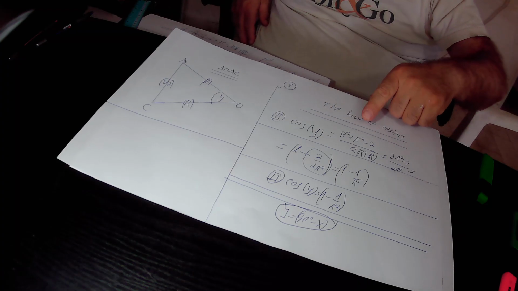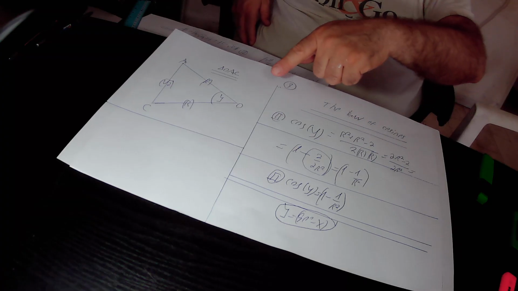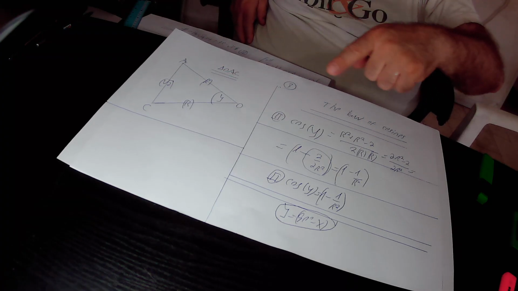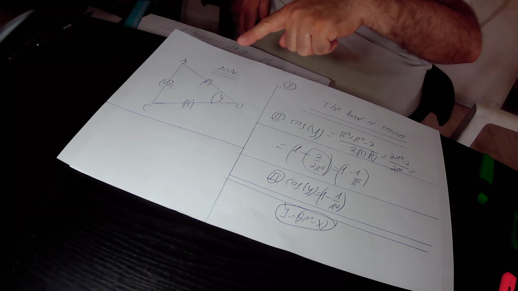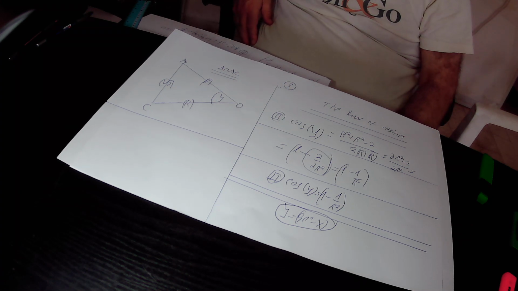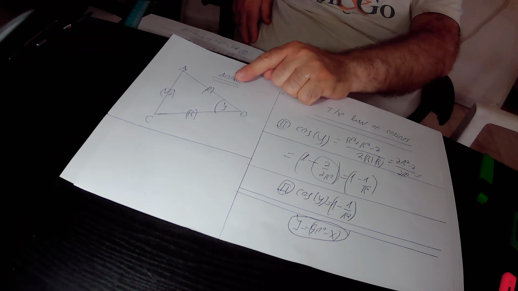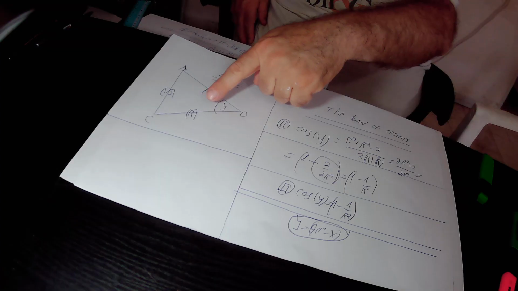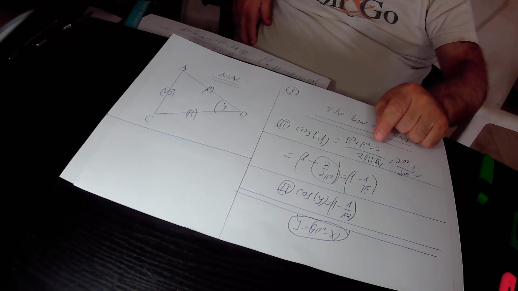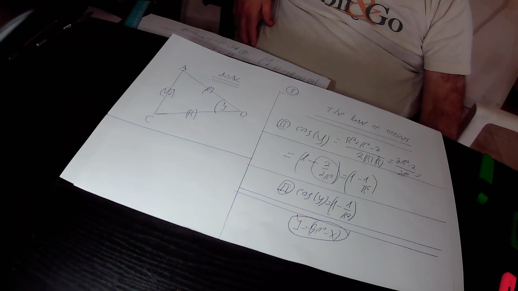So cosine y equals AO square. AO is R, therefore AO square is R square, plus OC square. OC is also R, therefore OC square is R square, minus AC square. AC is the square root of 2, therefore AC square is 2. So it is minus 2 divided by 2 times AO, that is R, times CO, that is also R. So it is 2 times R times R.